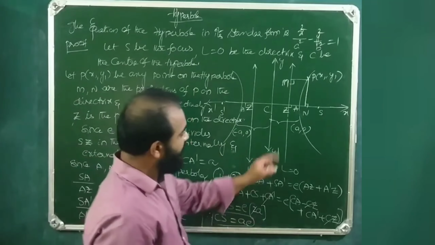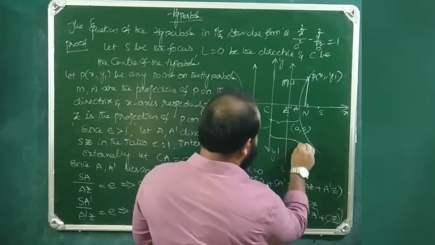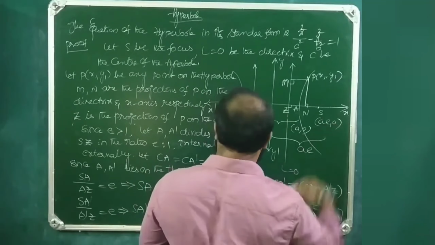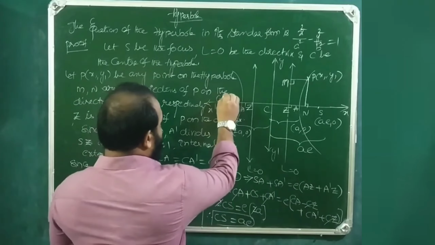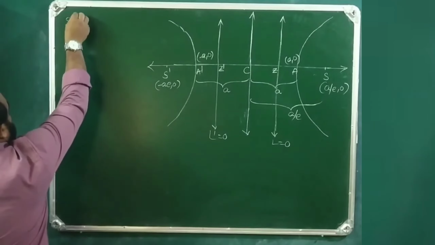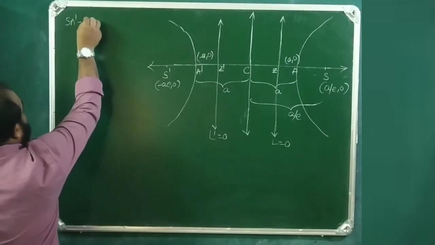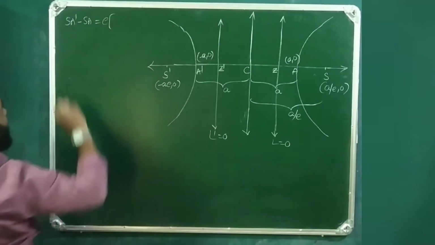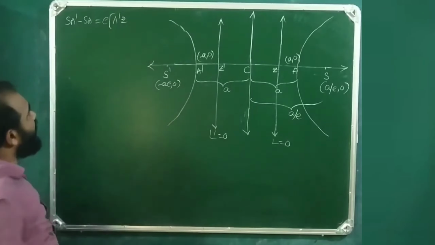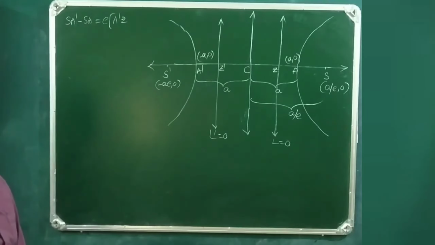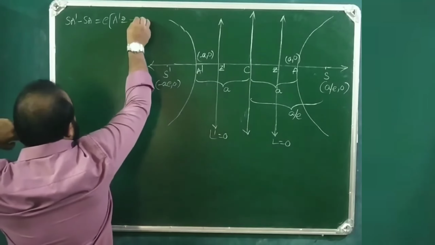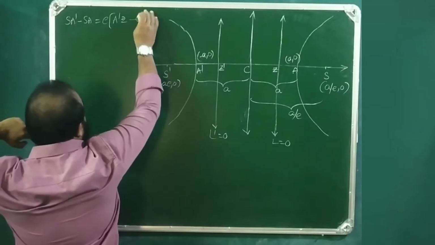So CS is equal to how much now? This distance is AE. So this is AE comma 0 and this is minus AE comma 0. Now SA dash minus SA is equal to SA dash is EA dash Z. SA dash is equal to EA dash Z. That's what we have got before. SA is EAZ. So take E in common. So this is AZ.